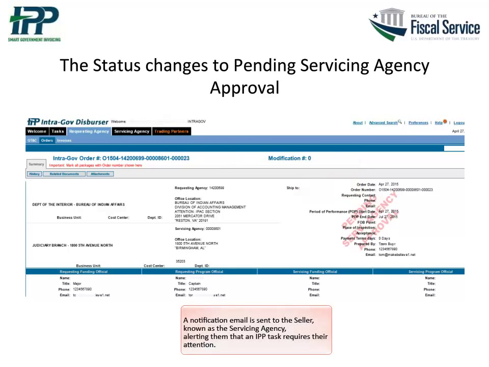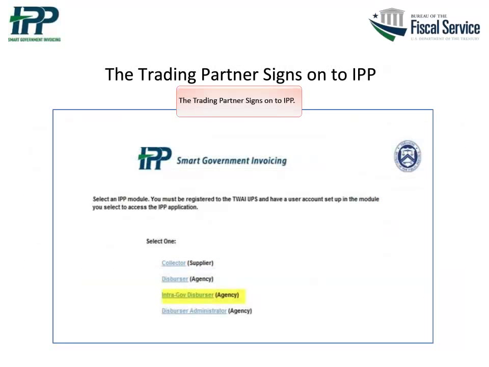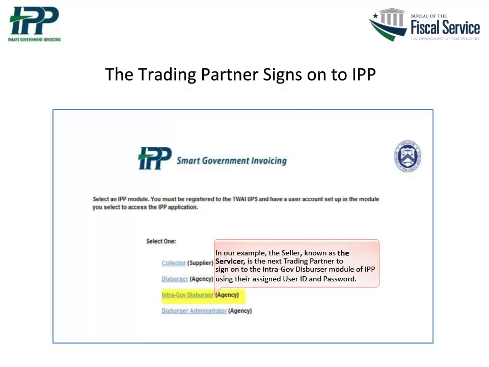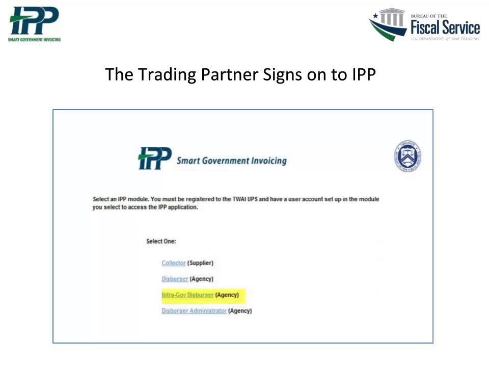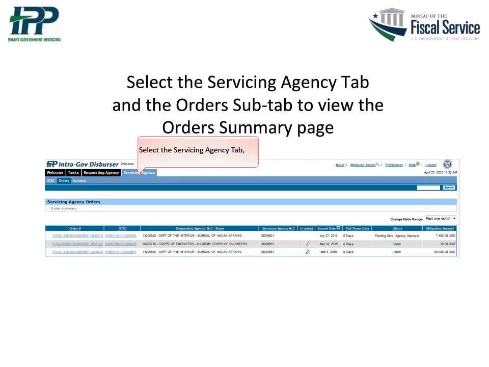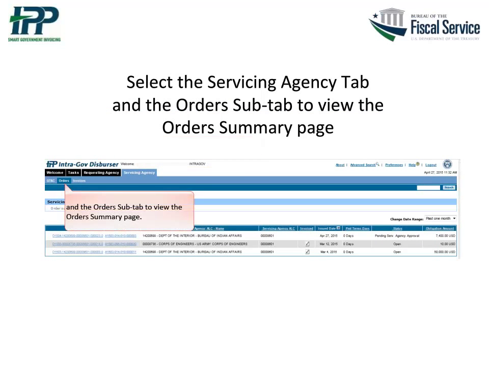A notification email is sent to the seller, known as the servicing agency, alerting them that an IPP task requires their attention. The trading partner signs on to IPP. In our example, the seller, known as the servicer, is the next trading partner to sign on to the Intragov Disperser module of IPP using their assigned user ID and password. Select the Servicing Agency tab and the Orders subtab to view the Orders Summary page.